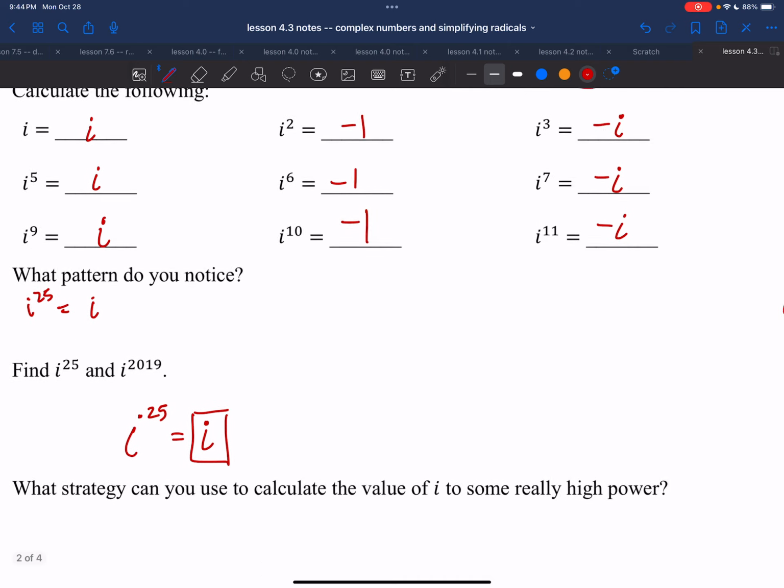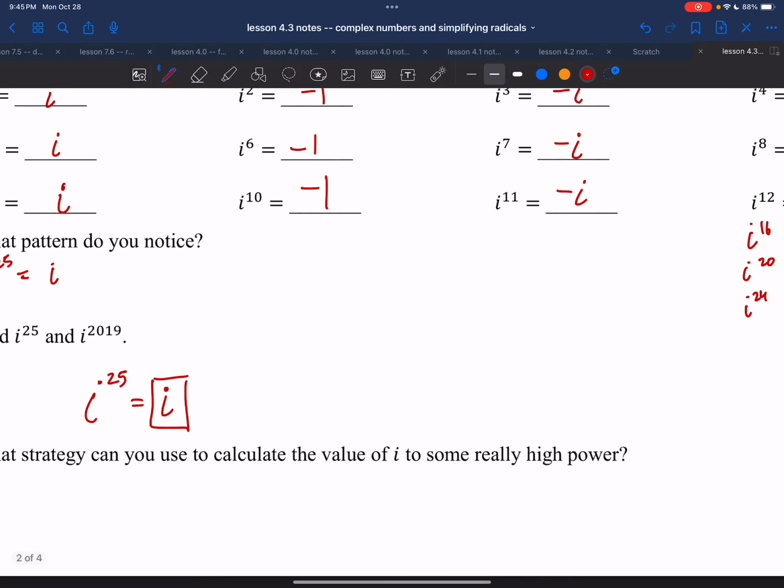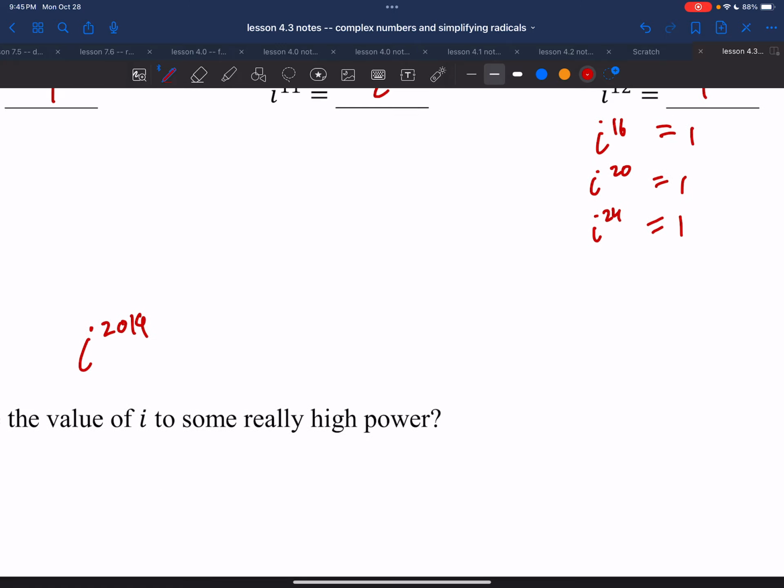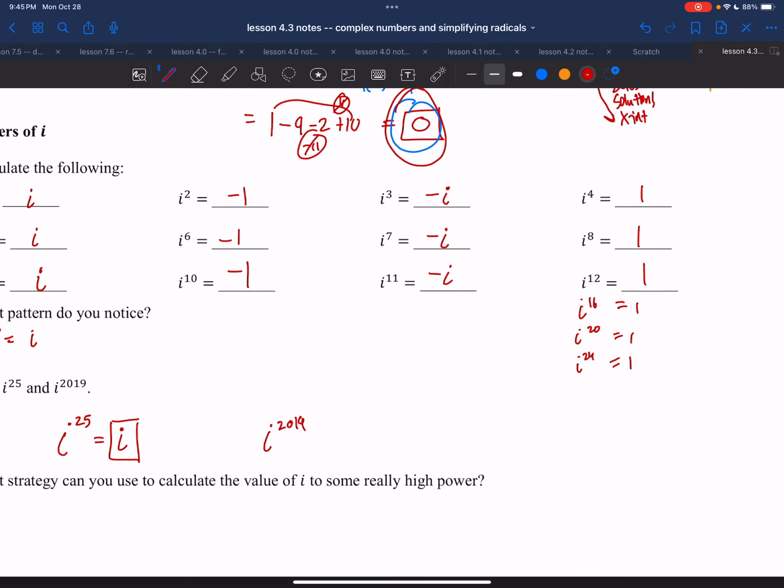What would i to the 2019 be? Say, i to the 2019. Well, how could you do this? Well, you're not going to write out i 2,000 times. That would be just exhausting. But you could say this, right?